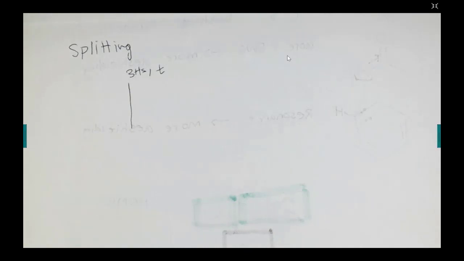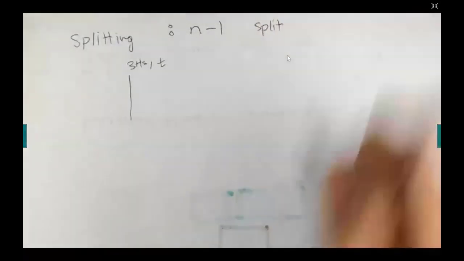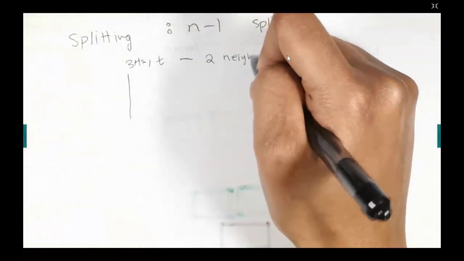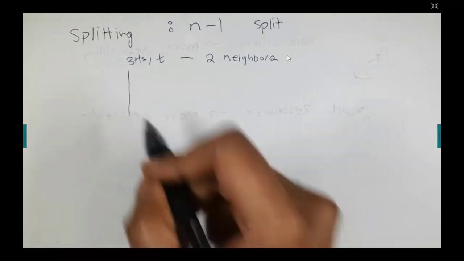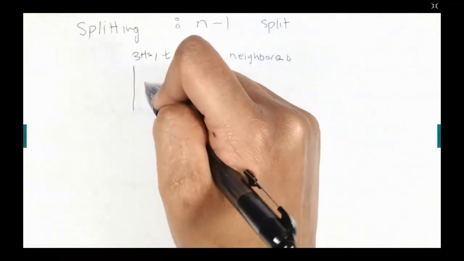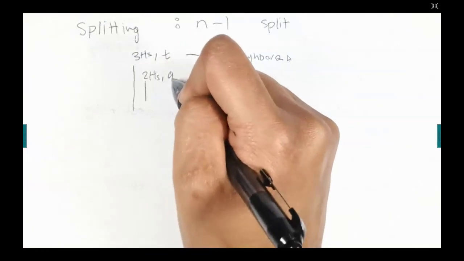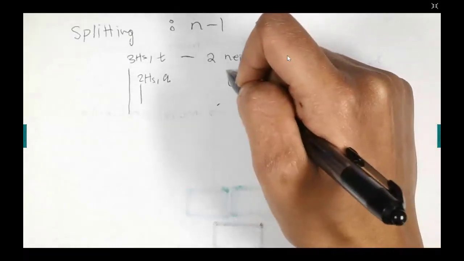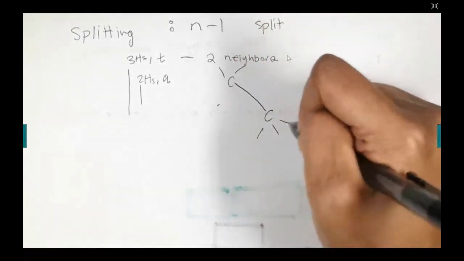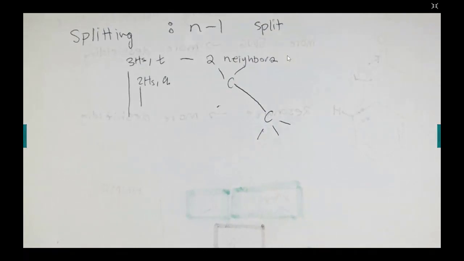So your basic rule for splitting is that you're looking for neighbors in n-1 splitting, right? If something is split as a triplet, you're going to be expecting 2 neighboring hydrogens. And if you saw a peak that was 2 hydrogens and a quartet, that's your match. You can say, oh, I'm going to have something that looks like a CH2 with a CH3, and then you can keep on going.